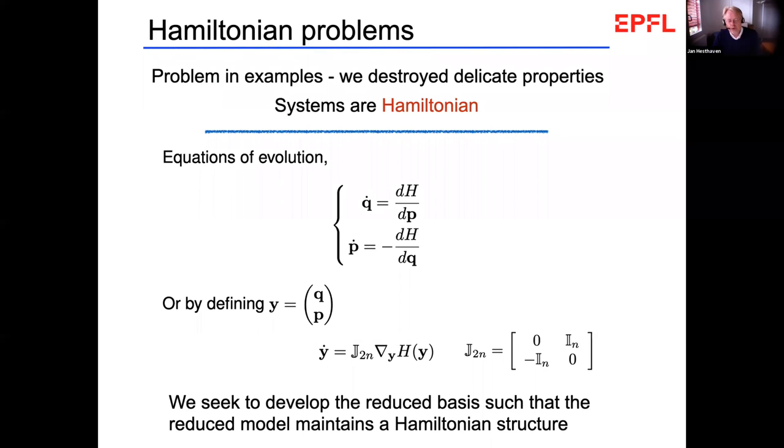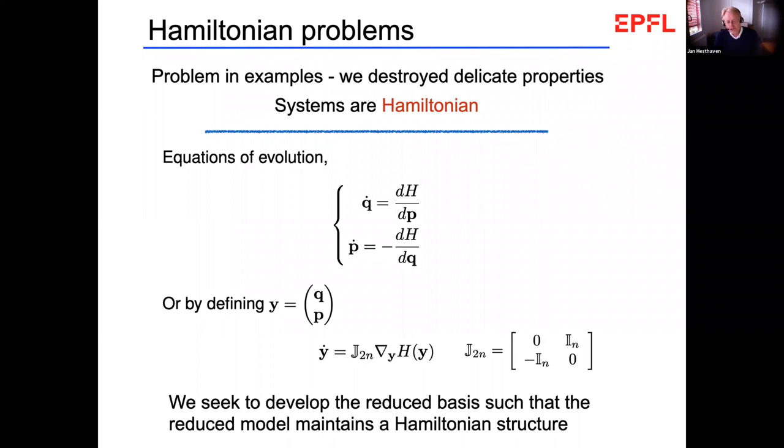So here is a one-page summary of Hamiltonian dynamics. You can write Hamilton's equations with conjugate variables. H is the Hamiltonian, Q is the position, P is the momentum, and you can think of H as the energy. Then these are the equations. If you write them as a system of ODEs or PDEs in a simple way, you get the structure below.